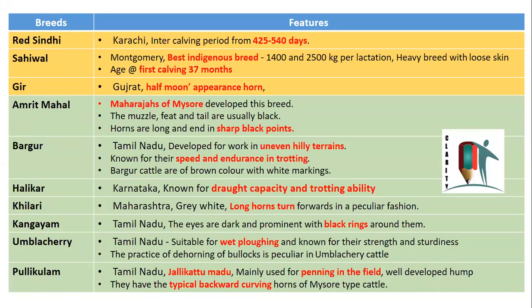Because it is most suitable for your wet fields. ठीक है, पुलिकलम की अगर बात करें तो जलीकट्टू जो स्पोर्ट्स आपने सुना होगा जो कि बैन कर दिया गया है, इस पुलिकलम जो ब्रीड है इसको यूज किया जाता था जलीकट्टू में. ठीक है, this is also a breed from your Tamil Nadu. Another important feature of this is typical backward curving horns. ठीक है, ये इंपॉर्टेंट फीचर्स हो गए आपके ड्रॉट एनिमल्स के.